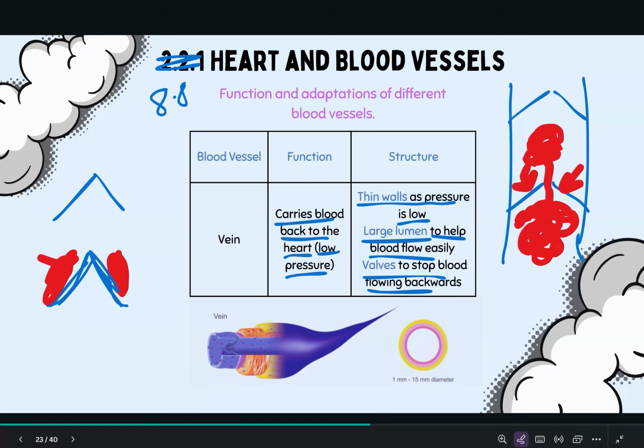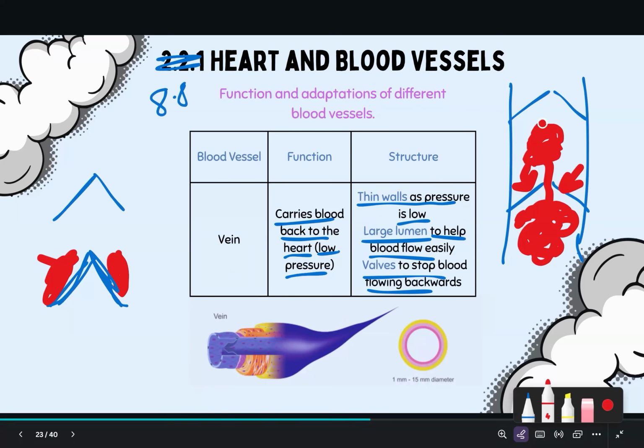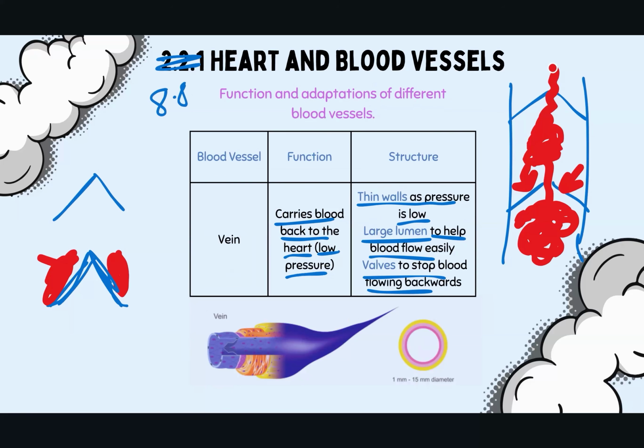stopping backflow. So let's look at that one more time. The blood flow pushes through the valve, and when it hits the top part of the valve, it closes them shut. So that means the blood can't go back to its previous place.